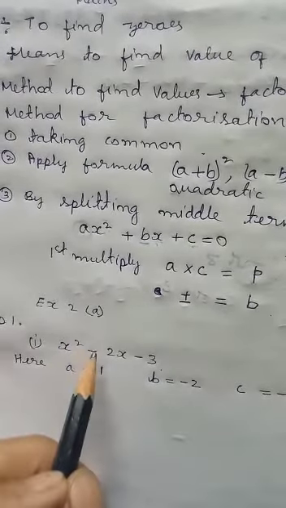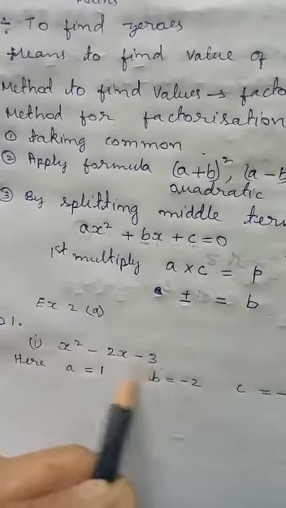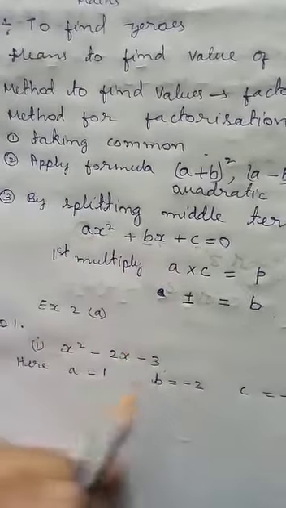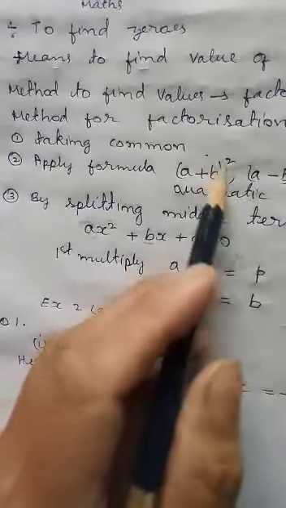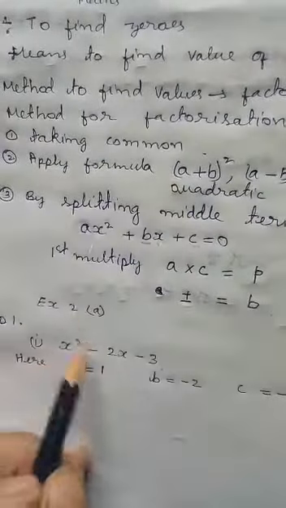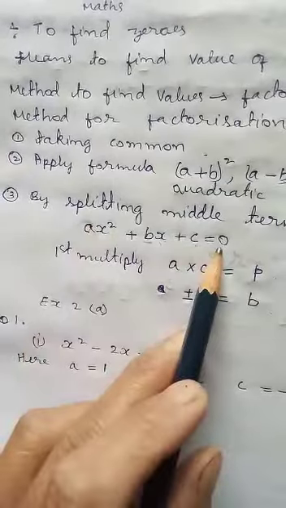Here we have x square minus 2x minus 3. So clearly you can see it is of this form. 3 we cannot square, so that means we cannot apply the formula. Then now we can do it by split middle term.